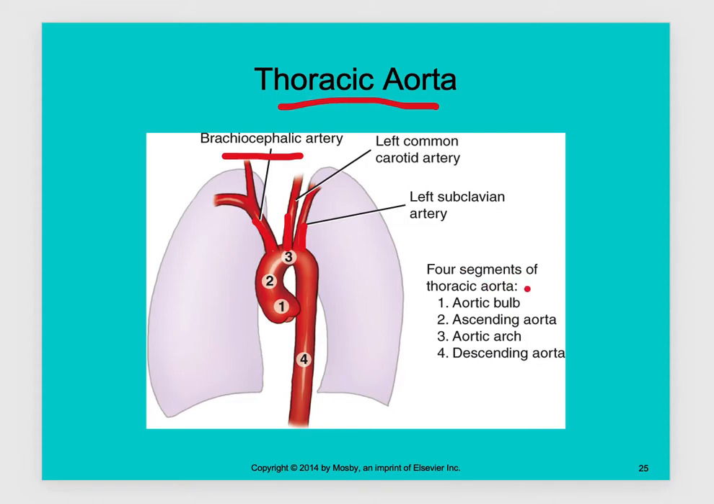The 4 segments of the thoracic aorta: right off the bat, you have the aortic bulb. Short ascending aorta, you have the aortic arch, and then you have the descending aorta coming down. Okay?